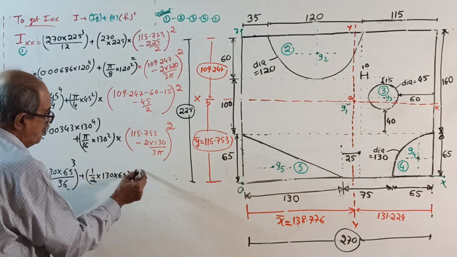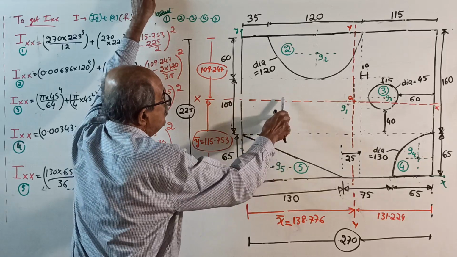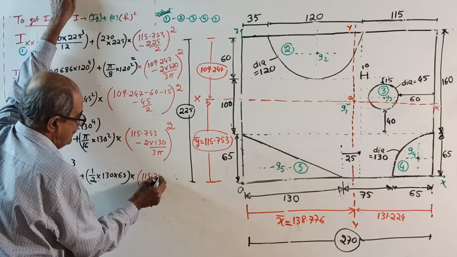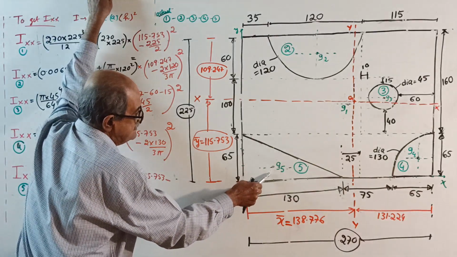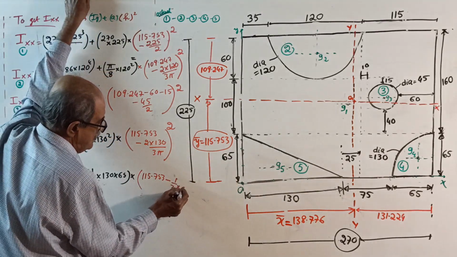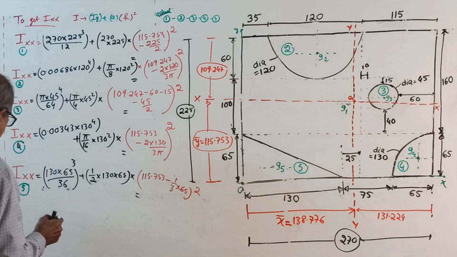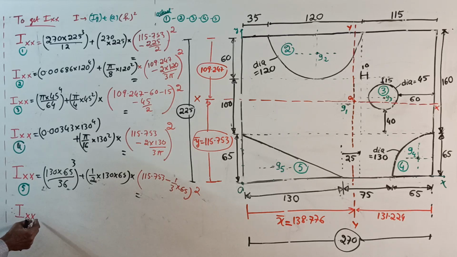Area into the most powerful term, from centroid G5 to XX, this distance square, that is 115.753 minus this distance, that is 1/3 of 65, whole square. Calculate that one, calculate this one, calculate. Then finally, therefore, Ixx for the entire existing area. Existing area means, the original question, Ixx for the given area.